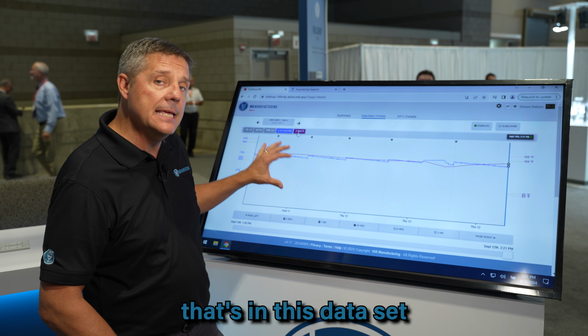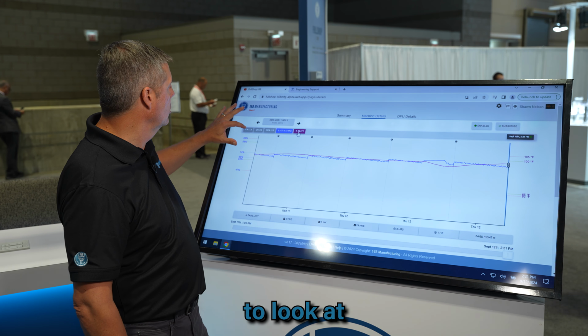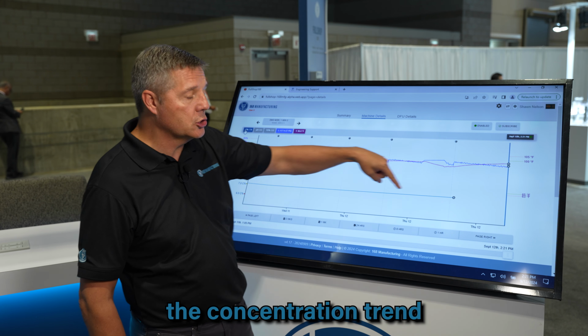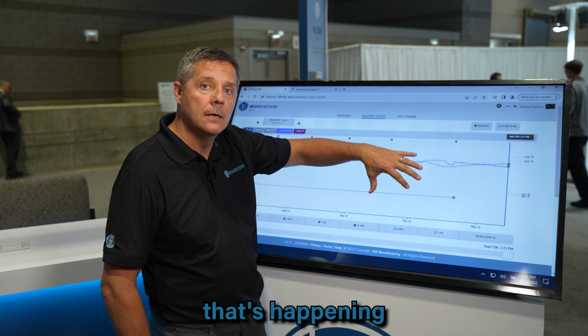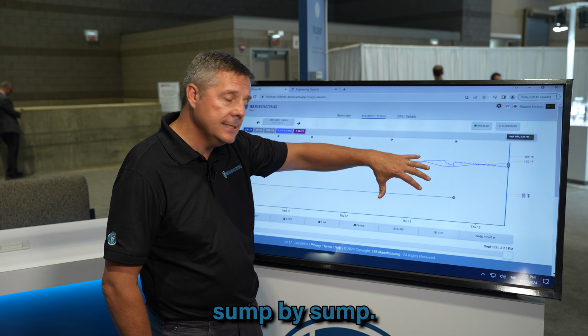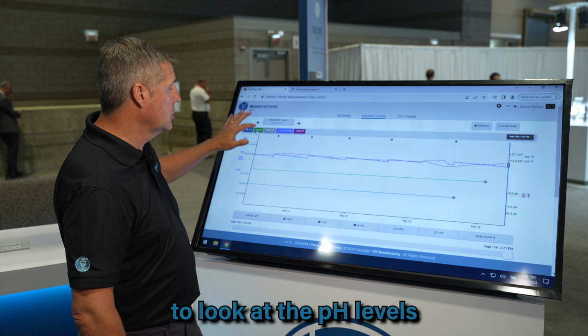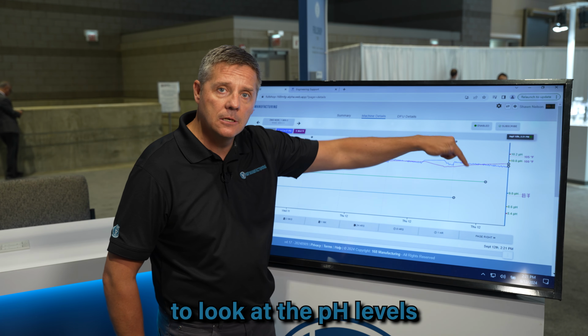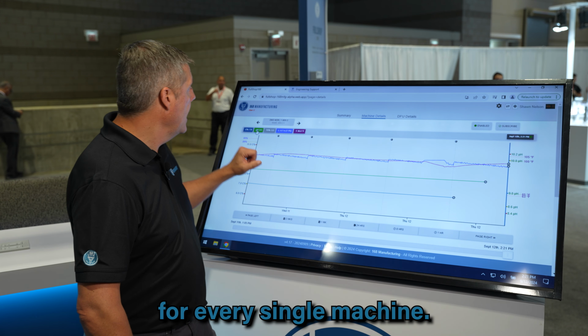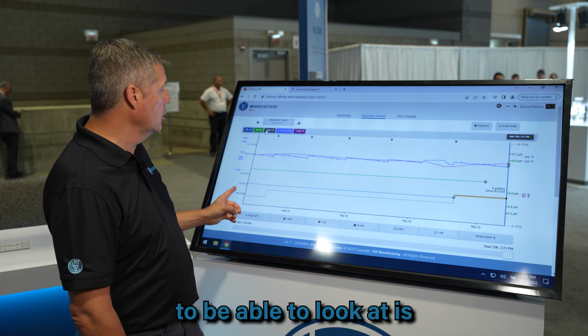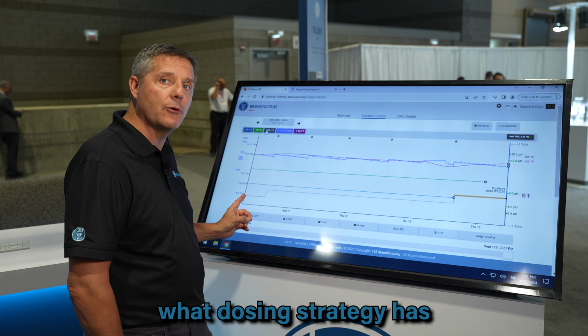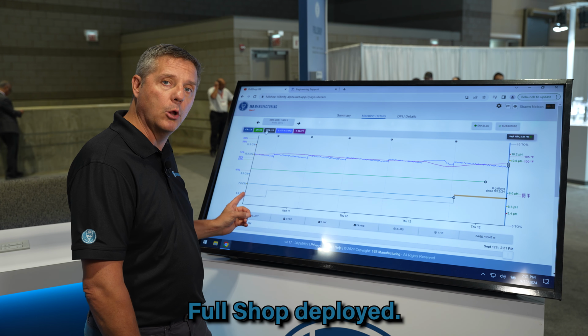The other thing that's in this data set is the ability to look at the concentration trend that's happening within the sump by sump. You're also going to be able to look at the pH levels for every single machine. And the last thing you're going to be able to look at is what dosing strategy has FullShop deployed.